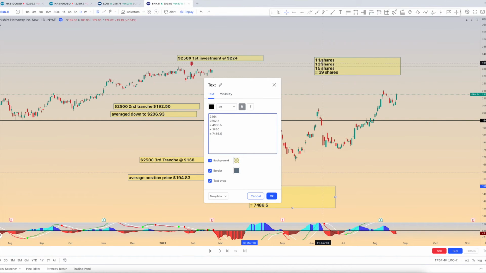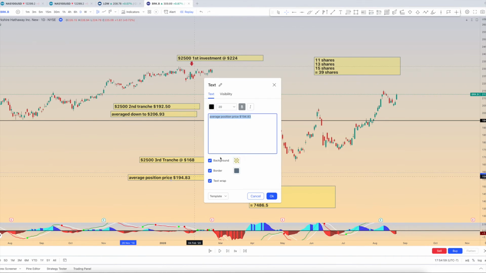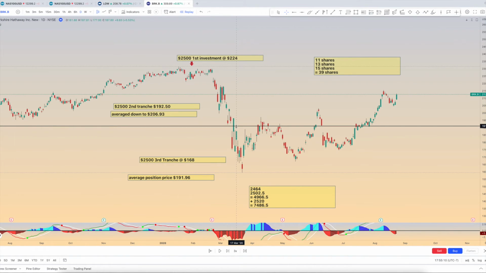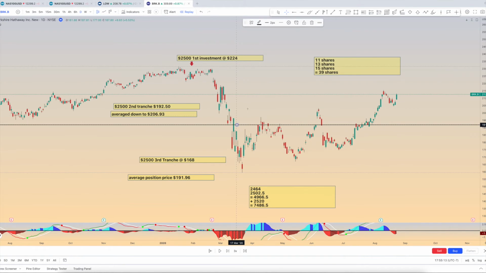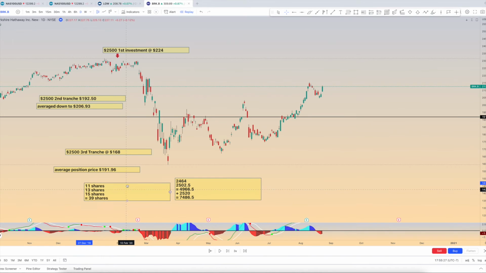7,486. So now what's our total here that we added up to? It was 39 shares, right? So now divided by 39 equals 191.96 is your true average down. Which brings this bar slightly lower. So as you see, you've actually done a lot better than what you would have originally thought. By taking that average, because you're able to buy more shares at a lower price. So here we are. Okay, now let's just move this all down so it doesn't really get in the way.